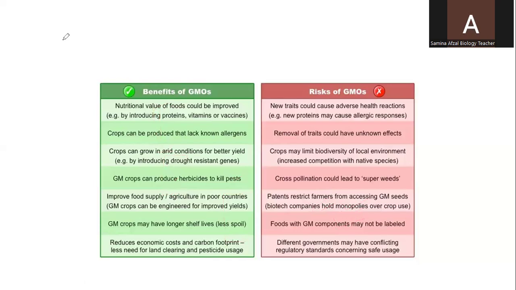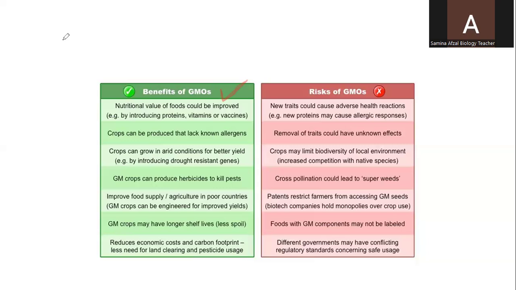Now, when we use different technologies, there are some benefits of those, and there are some disadvantages or risk factors. So here we will compare the benefits and risks of genetically modified organisms. So first of all, the benefit of genetically modified organisms is that the nutritional value of foods could be improved by genetically modifying the plants. We can introduce proteins, vitamins, or vaccines into them, it means we can increase their nutritional values.